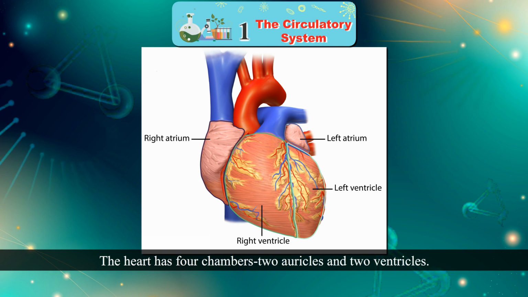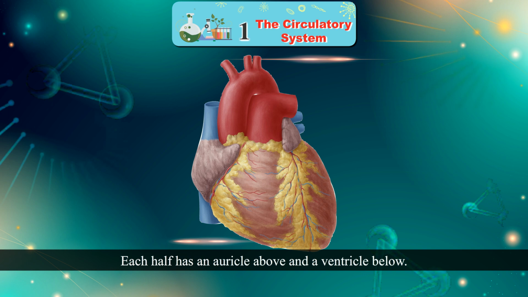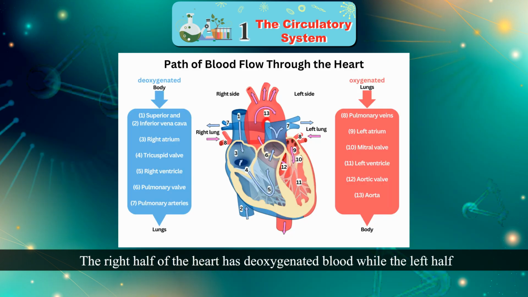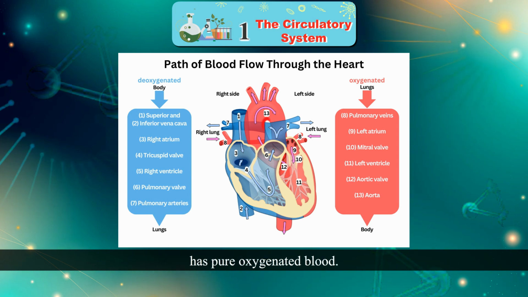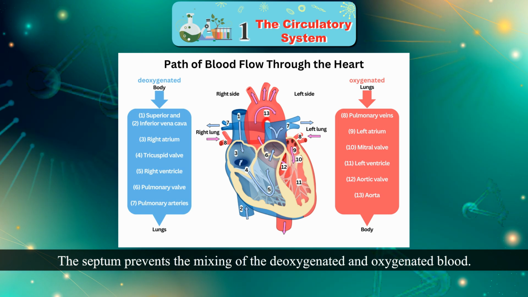Structure. The heart has 4 chambers, 2 auricles and 2 ventricles. The heart is divided into 2 halves by a thick muscular septum. Each half has an auricle above and a ventricle below. The right half of the heart has deoxygenated blood, while the left has pure oxygenated blood. The septum prevents the mixing of the deoxygenated and oxygenated blood.